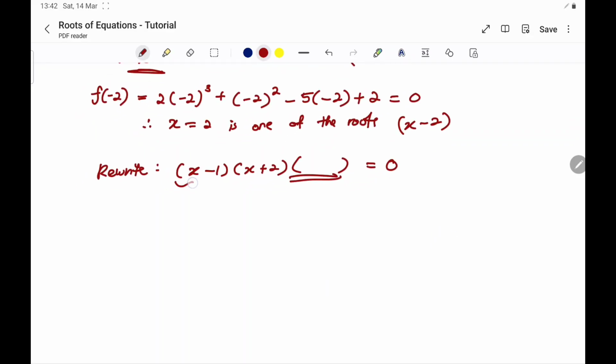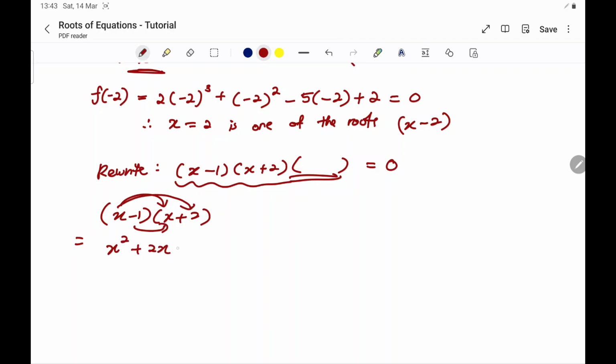We will use the remainder theorem. So easier for you, you expand this first. x minus 1, x plus 2. So x minus 1, you expand, multiply with x plus 2. So x squared plus 2x minus x minus 2. Then you will get x squared plus x minus 2.